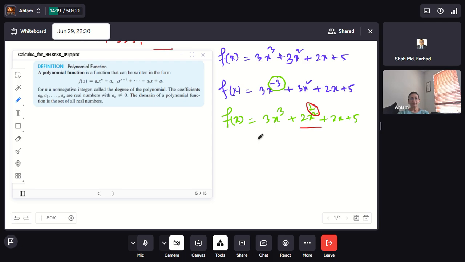Okay. And basically the domain of a polynomial function is the set of all real numbers. That means the domain will be the set of all real numbers, that is negative infinity to infinity.